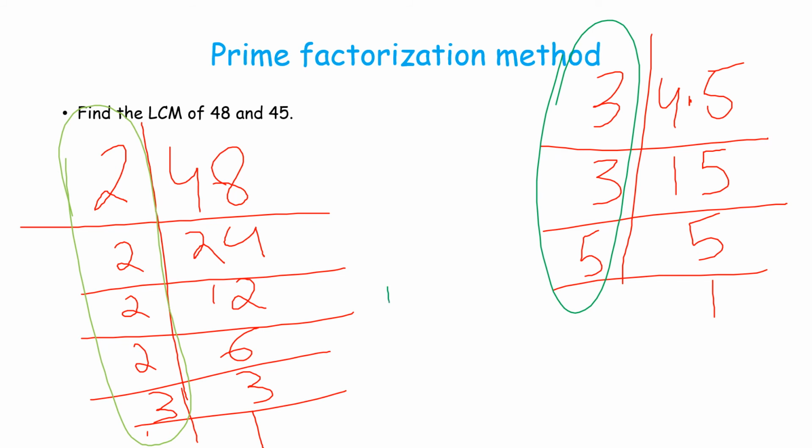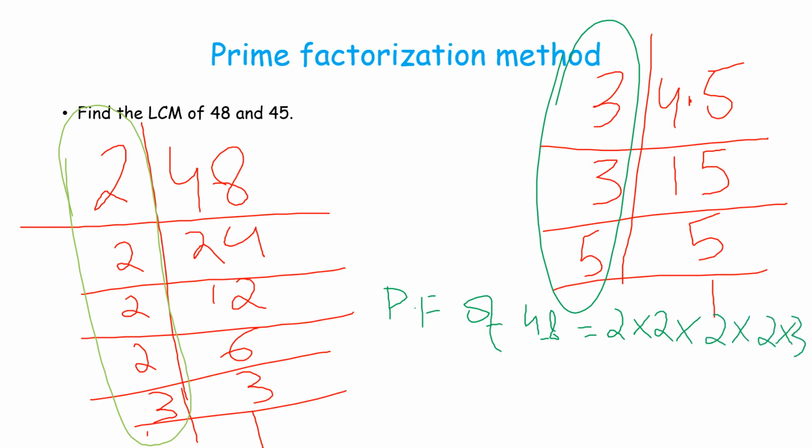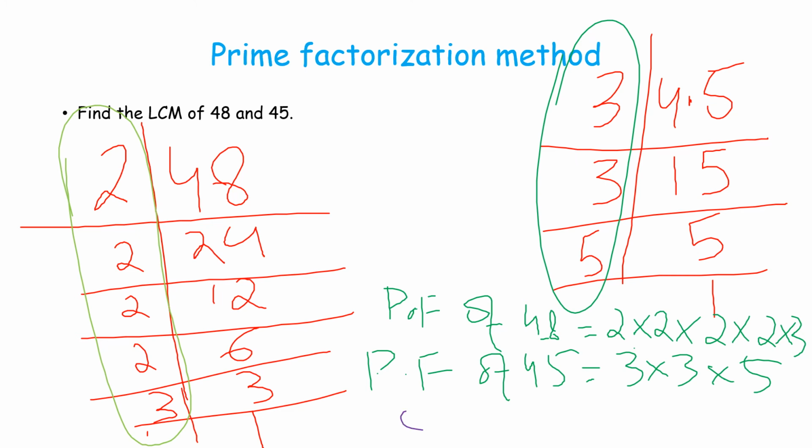Now we will write the prime factors of 48, which are 2, 2, 2, 2 and 3. This is how we write the prime factors. Whenever we write prime factors, we use the multiply sign between them. And now we'll write the prime factors of 45, which are 3, 3 and 5. Now we'll see the common factors. The common factor is 3, only one common factor.